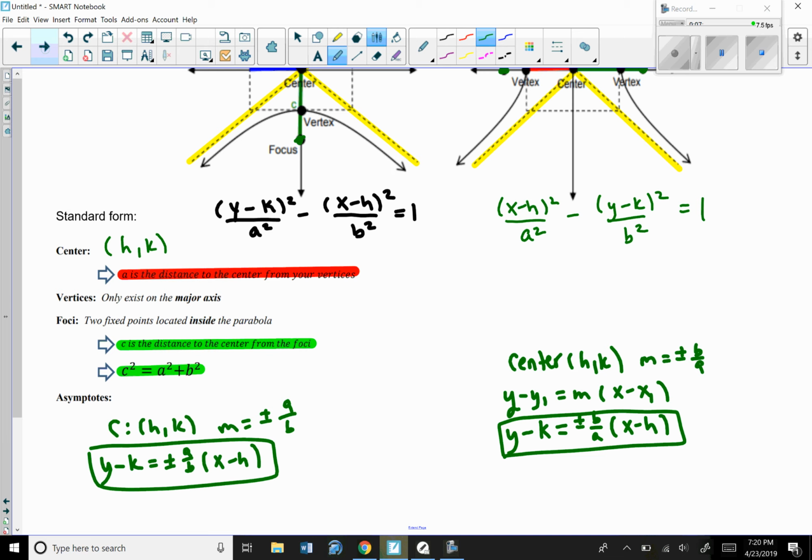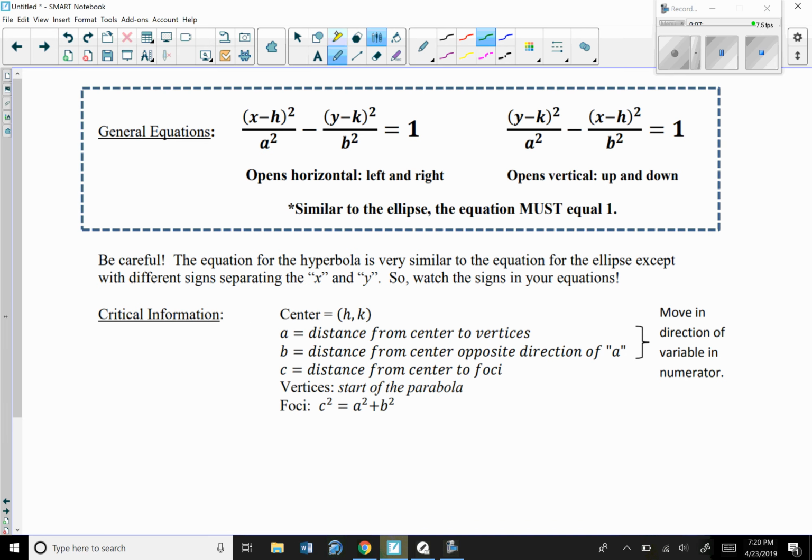So I'm going to go ahead and put this all together. Again, our general equation: when you have the minus in front of the y term, it's opening left or right, and when the minus is in front of the x term, you know it's going to open up or down and be vertical. And again, we know that similar to the ellipse, it must be equal to 1. So be careful with the equation, because it is so similar, the only difference is the fact that the signs are separating the two. So make sure you watch your signs in your equations.